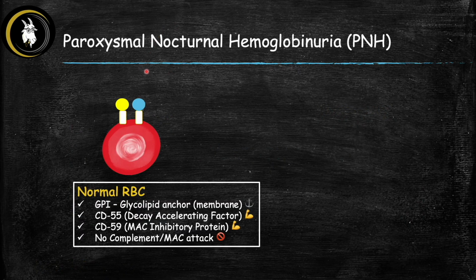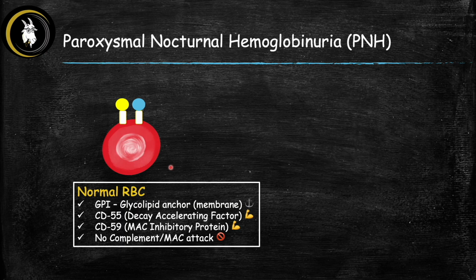Okay, so now let's learn about paroxysmal nocturnal hemoglobinuria. So first we have to talk about normal red blood cells. So red blood cells are constantly circulating the blood, which means they're constantly being exposed to potential dangers that can lyse them. And one of these dangers is the complement proteins of our immune system.